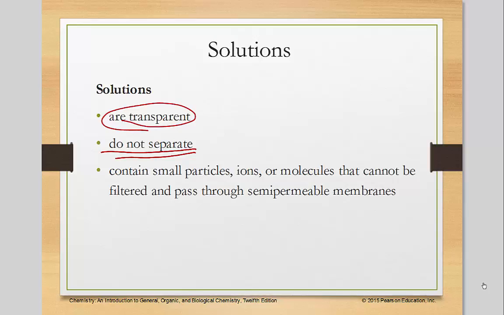Solutions do not separate. They contain small particles, ions, or molecules that cannot be filtered, but they can pass through the semipermeable membranes.